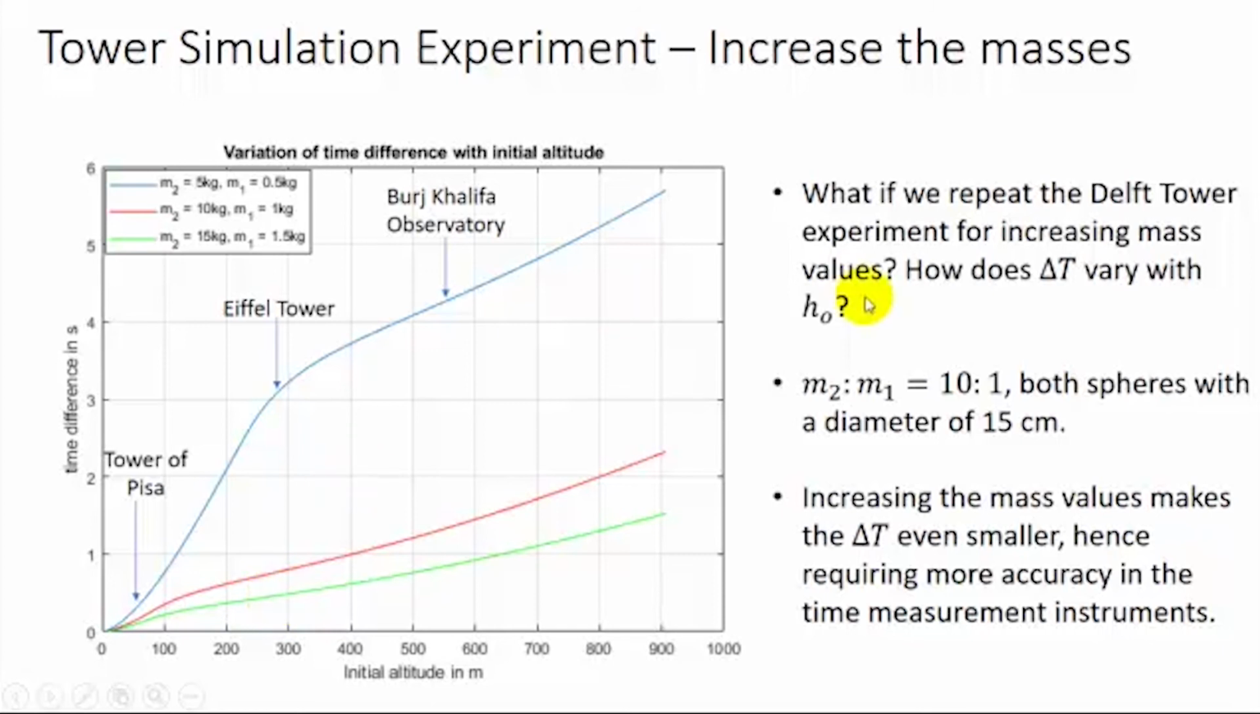So using higher values of masses and smaller altitudes would have helped the experiment in reducing the influence of the aerodynamic resistance and therefore verify the true theory that we know today, that the acceleration of gravity is constant and independent of the mass of an object.